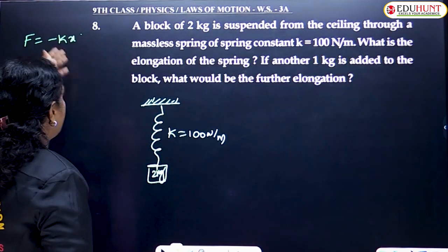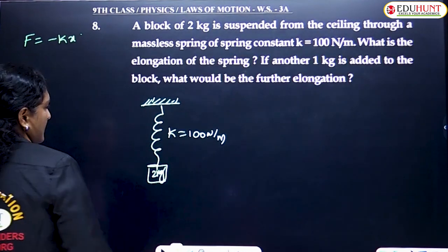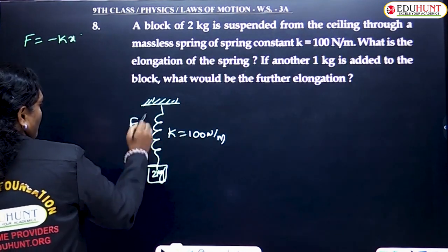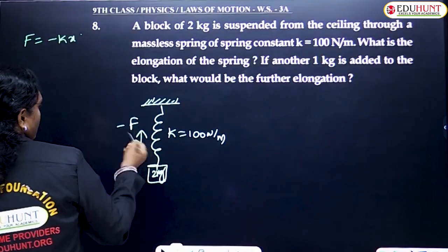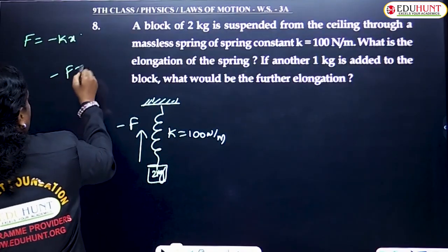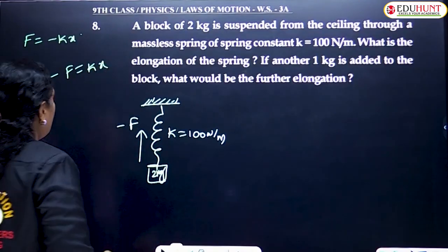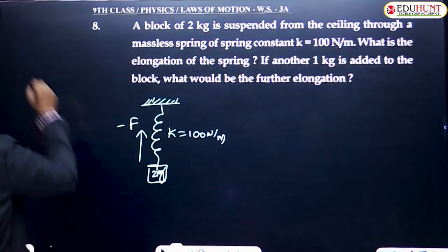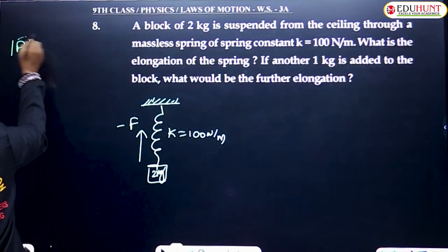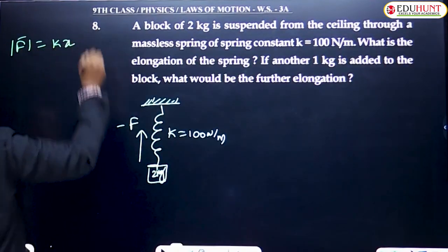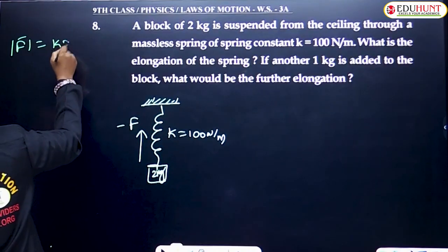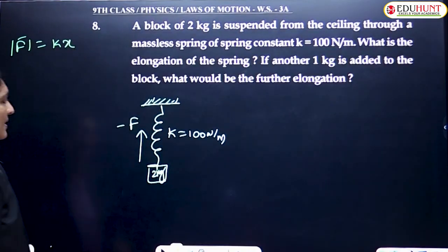As we know, F is equal to minus kx. F means the upward direction force. Or minus F is equal to kx, like this also you can write. Anyhow, whatever be the case, let us only try to find out the magnitude of the force. This is given simply by kx. The magnitude of the force is given by kx.